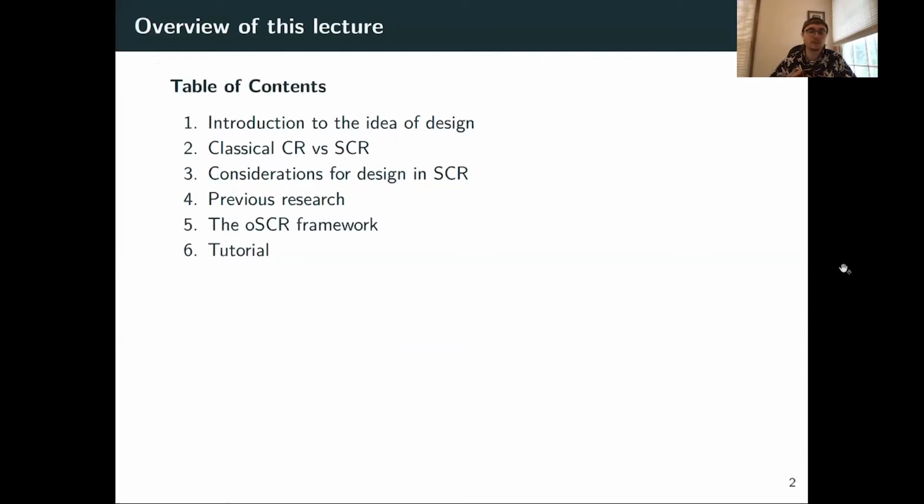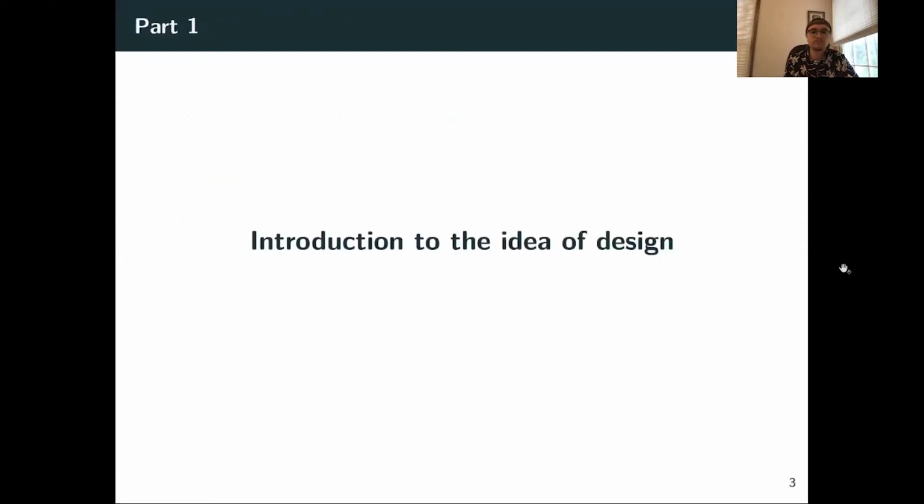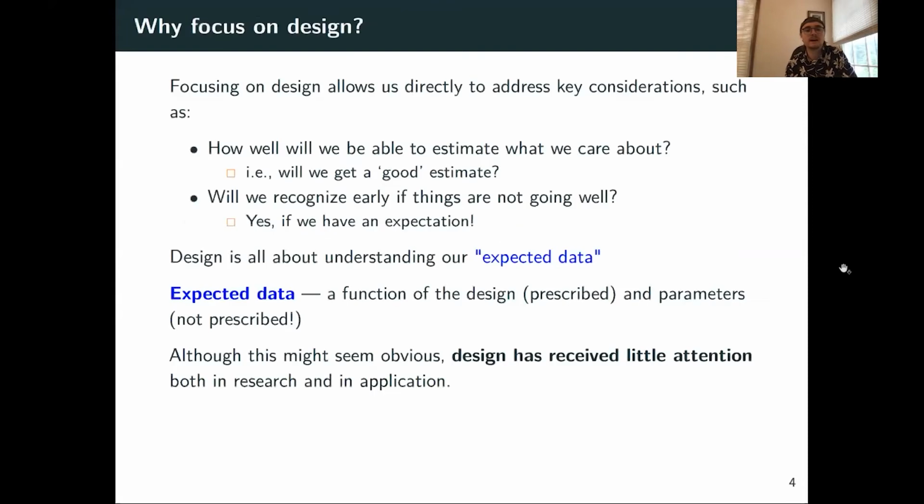The first is an introduction to the idea of design, and then moving on to comparing classical capture-recapture to spatial capture-recapture. From there, looking at considerations for design in SCR, which is kind of the main point of all this. Going into previous research, and then the new oSCR framework that we're proposing here, and a tutorial on how to use that framework.